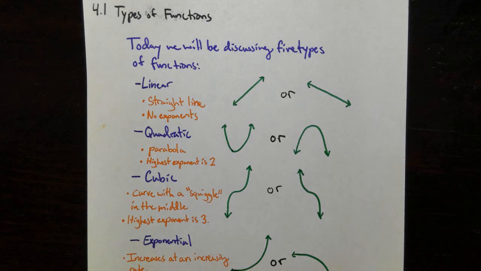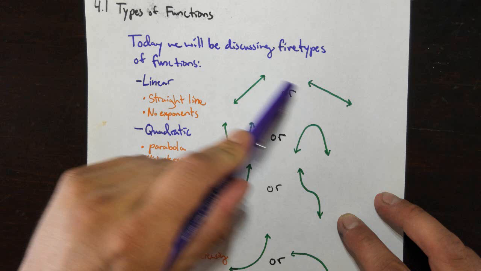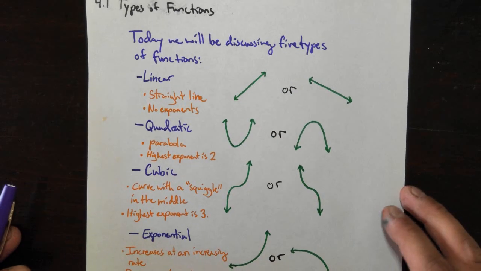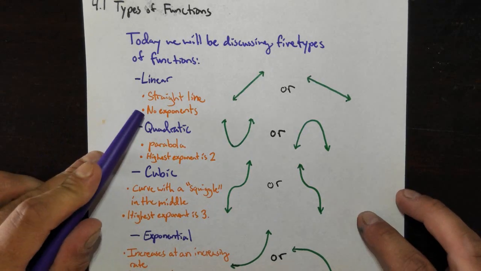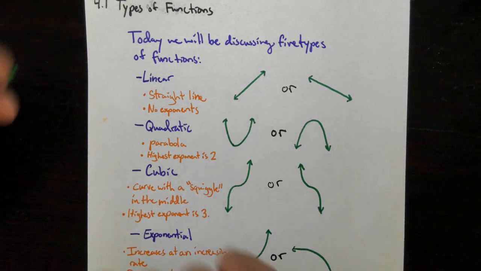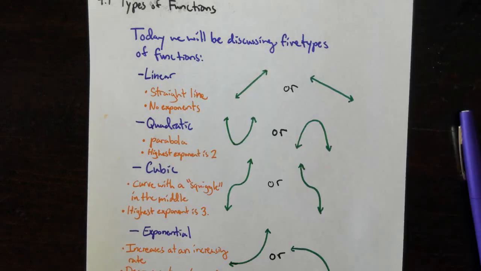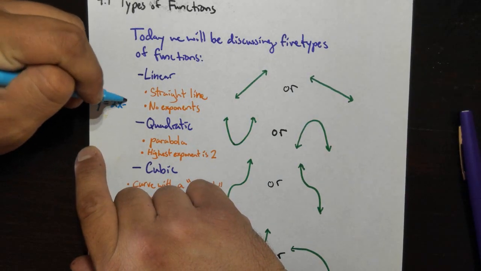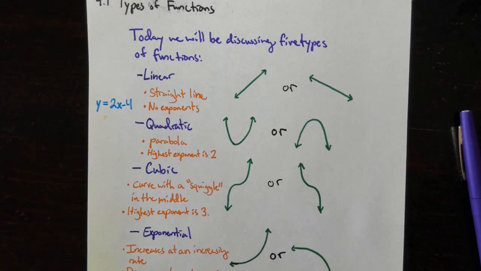So linear functions, they're just straight lines, right? They either go up or they go down, or they can be flat. But the point is that there's no curve in them. And they also, when looking at their function, they have no exponents. So an example would be something like y equals 2x minus 4. That would be a linear function.